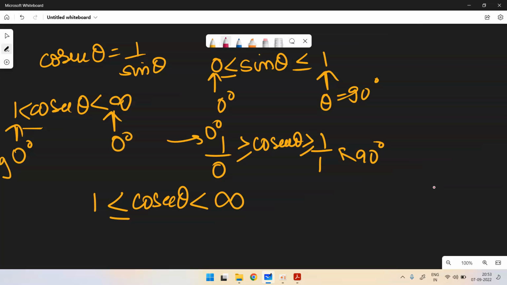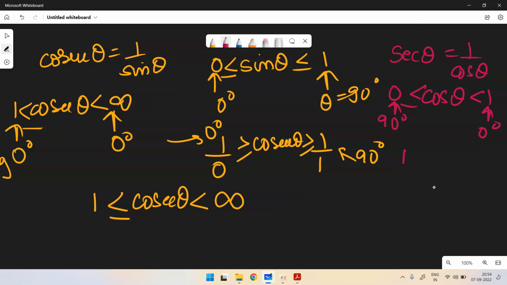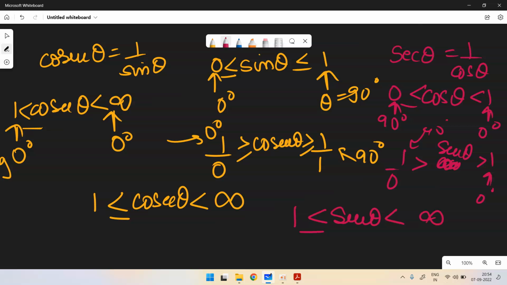Another one is sec theta. Sec theta is nothing but 1 by cos theta, and you know that cos theta goes from 0 to 1, where this is for 90 degrees and this is for 0 degrees. Now if you take the inverse, this is 1 by 0, sorry, secant theta is 1 for 0 degrees, and 1 by 0 for 90 degrees is nothing but infinity. So here also you can see that secant theta goes from 1 to infinity, where the value 1 is for 0 degrees and infinity is for 90 degrees.